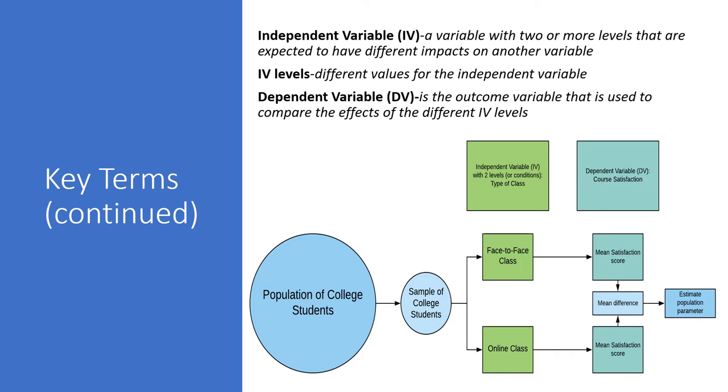That sample statistic is supposed to represent a population parameter. That's supposed to give us a good estimate of what the population would be like if they took a face-to-face class versus an online class. If we took the entire population and split it in half and had half of them do face-to-face and half do online, how different would they be in terms of satisfaction? Well, of course, we can't do that study. It's too big. So we use the sample, like we said. We get the sample statistic, the mean difference, and then we are hoping that that statistic is going to be very close to the actual population parameter we'd get if we could do that study with the entire population.